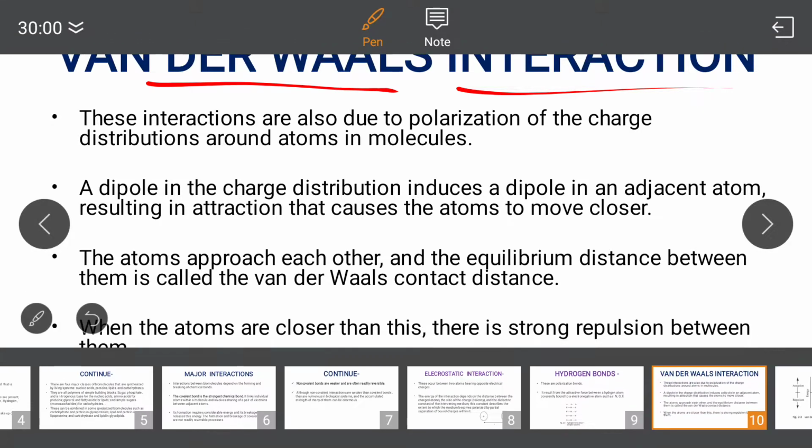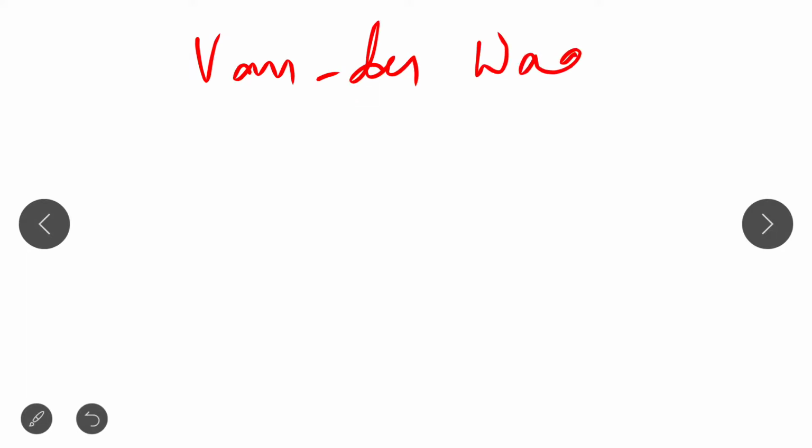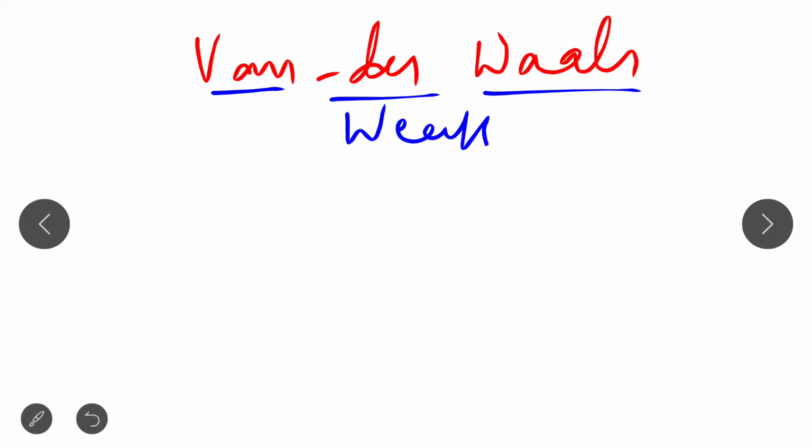First of all, I want to clear a concept about the van der Waals interaction, then I will read the PPT. Remember one point, van der Waals interaction is the weakest non-covalent force. If a question comes in the examination asking which is the weakest non-covalent force, the answer will be van der Waals interaction, the weakest among all other non-covalent interactions.